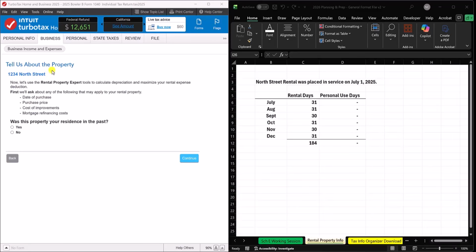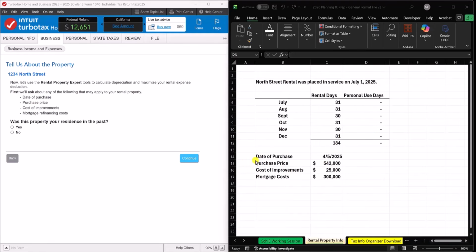Continue. Okay, tell us about this property. Now let's use the rental property expert tools to calculate depreciation and maximize your rental expense deduction. First, we're going to ask you about all these basics. So let's come up with some fact patterns, which we will add to our work paper over here. Okay, so for this example, we will say the date of purchase of this property was April the 5th, 2025, $542,000 purchase price. We put in $25,000 of improvements to get it ready for rental, and we took out a mortgage on the property of $300,000.